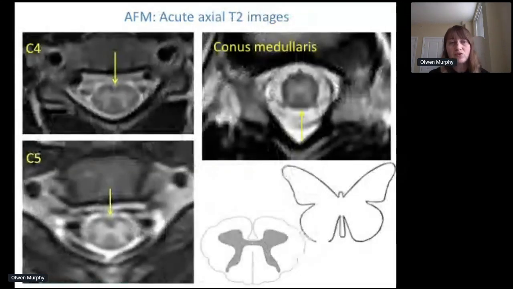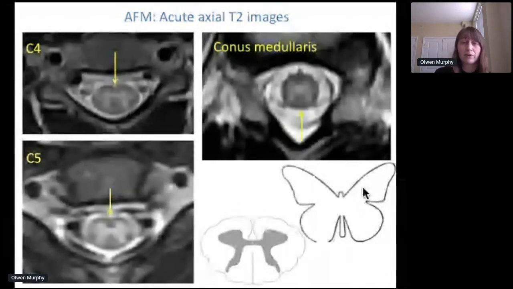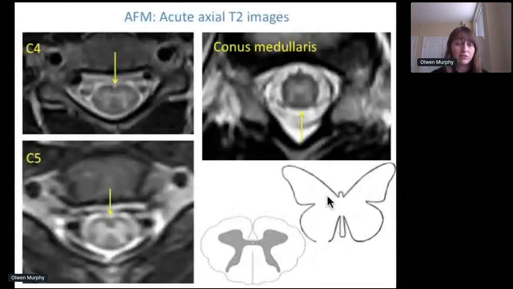So the next images we'll look at are the axial images that can be seen in AFM. The axial slices are really useful in distinguishing AFM from other spinal cord disorders. In the acute phase of AFM, often the entire grey matter appears to be involved and edematous, not just anterior horns. So this gives the butterfly kind of appearance that Kevin Meskar mentioned earlier. The degree of the grey matter hyperintensity and swelling can vary at different levels of the spinal cord.